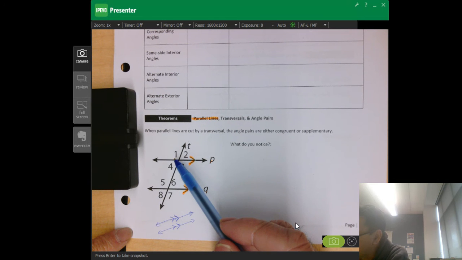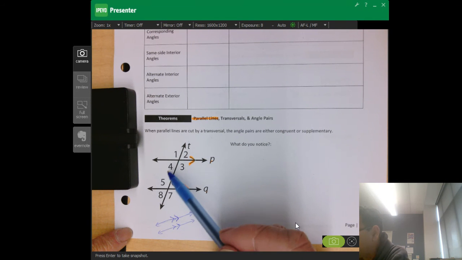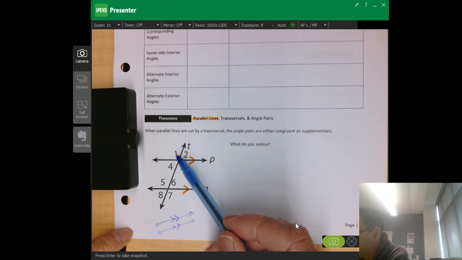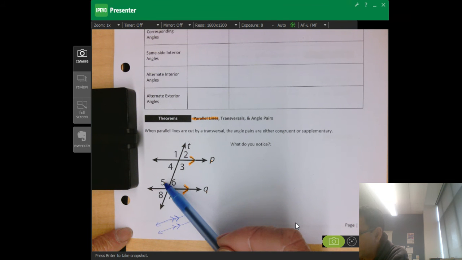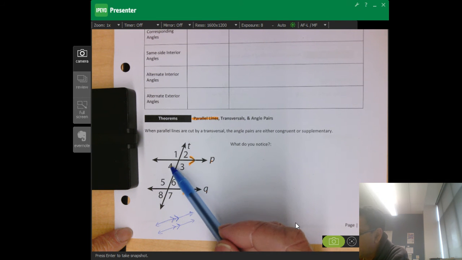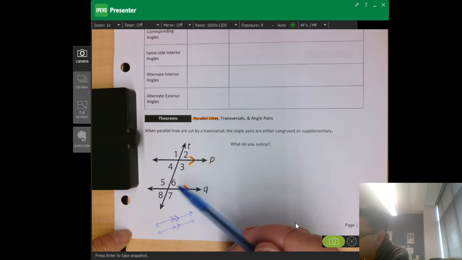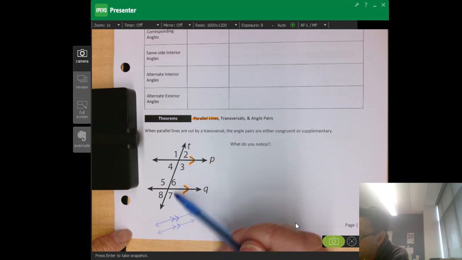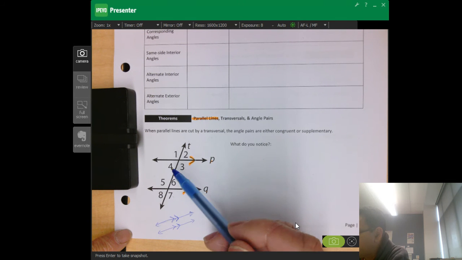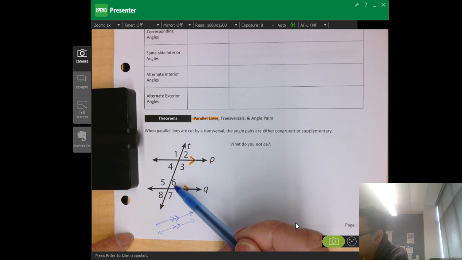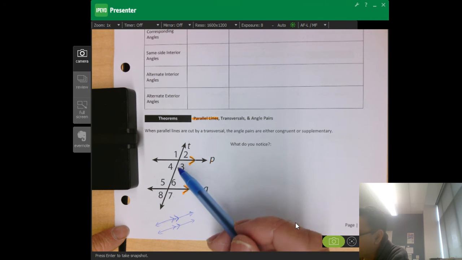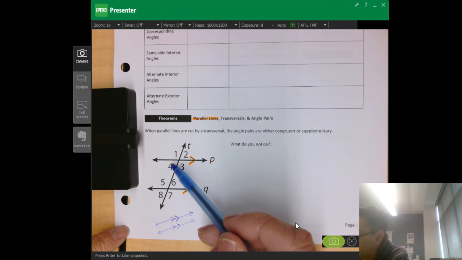Just like the other time, we're going to be talking about the names. So angle 1 and angle 5 are corresponding angles. And angle 4 and angle 6 are alternate interior angles. Now remember, most of the names have to do with where they're located, inside or outside. So angles 1, 2, 8, and 7 are all exterior angles. Angles 4, 3, 5, and 6 are interior angles. So you look at the combination of where they are and where they are in relation to the transversal.